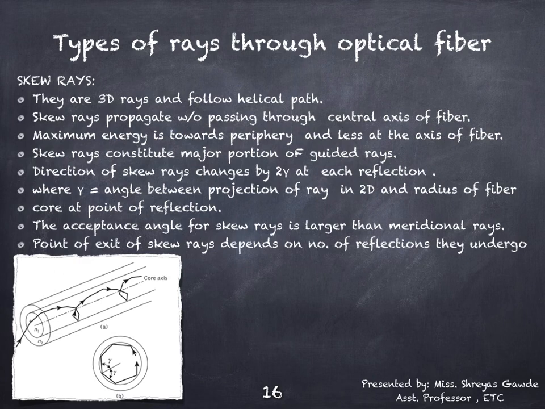Hence, unlike the meridional rays, the point of emergence of skew rays from the fiber in air will depend upon the number of reflections they undergo rather than the input conditions to the fiber. When the light input to the fiber is non-uniform, skew rays will therefore tend to have a smoothing effect on the distribution of the light as it is transmitted, giving more uniform output. The amount of smoothing is dependent on the number of reflections encountered by the skew rays.